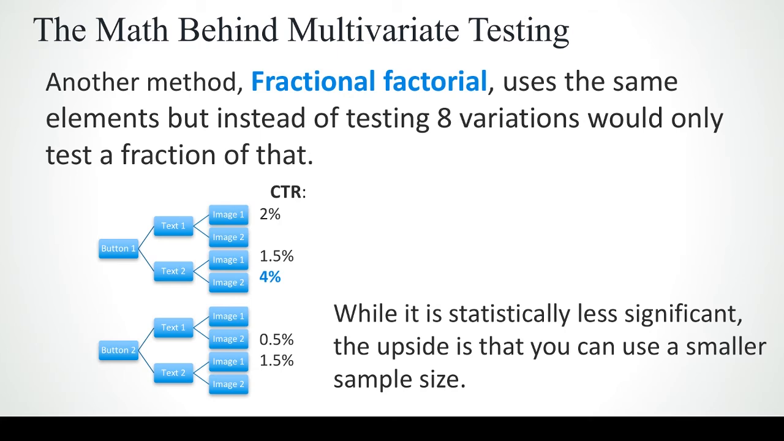Another method is fractional factorial. It uses the same elements, but instead of testing 8 variations, it would only test a fraction of that. Statistically, it's a bit less significant, but the upside is that you can use a much smaller sample size, as you would only be using partial results.